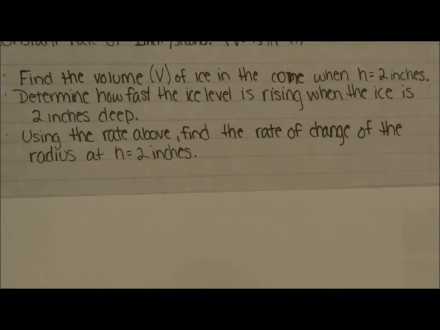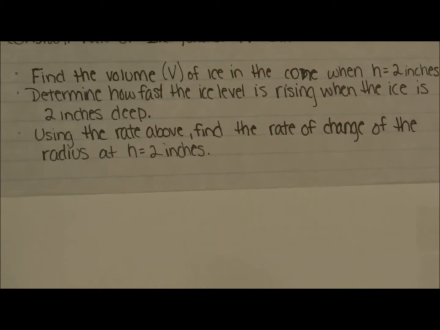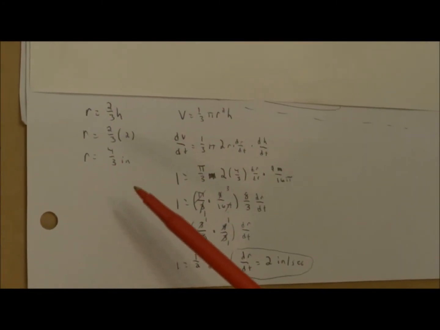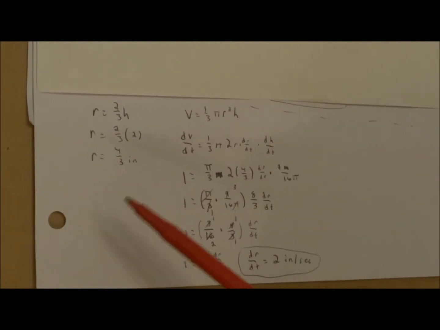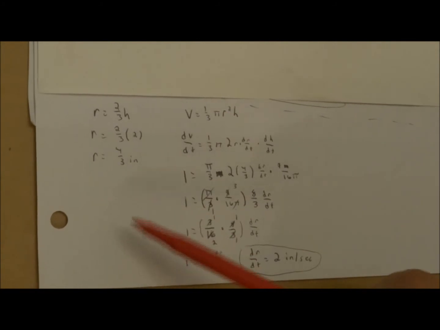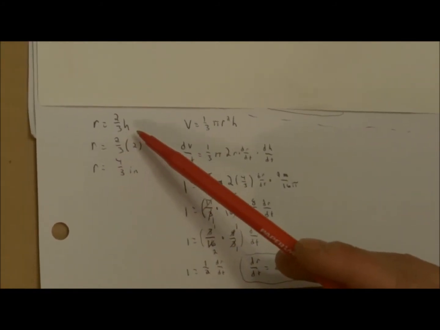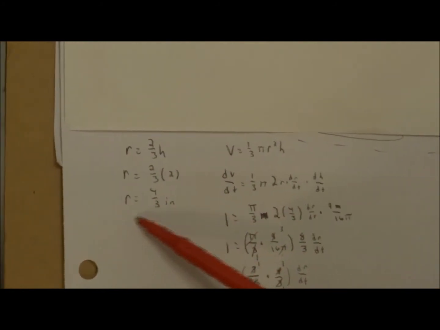Using the rate above, find the rate of change of the radius at h equals 2 inches. For the final equation, we need to find the rate of change of the radius at h equals 2 inches. First, use the ratios found in the first equation to find that r is equal to 2/3 times h, and then when h equals 2, r is equal to 4/3 inches.